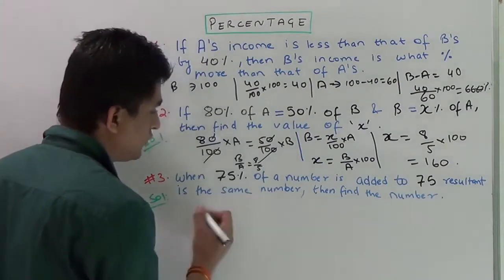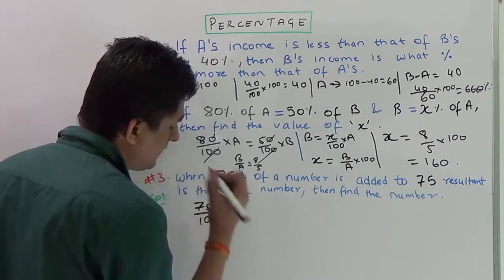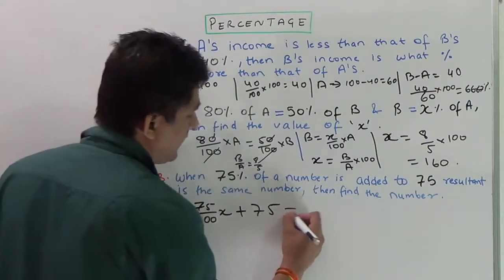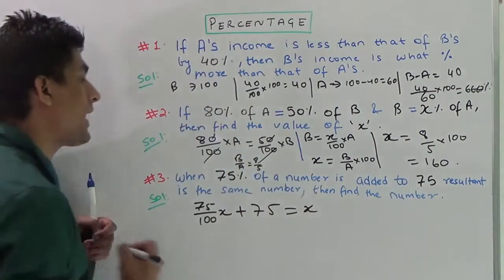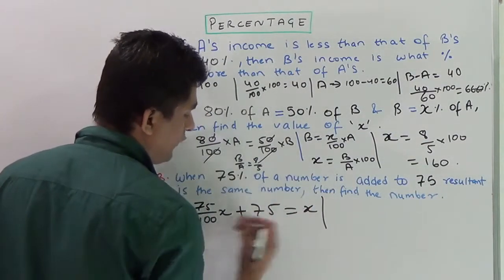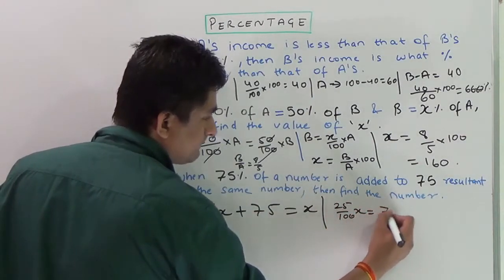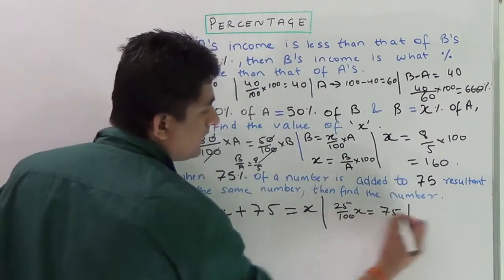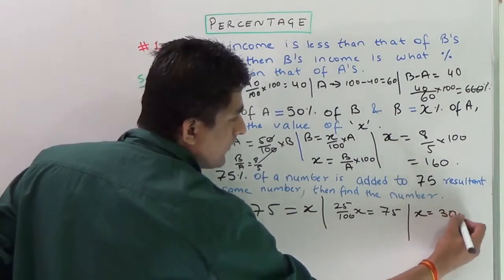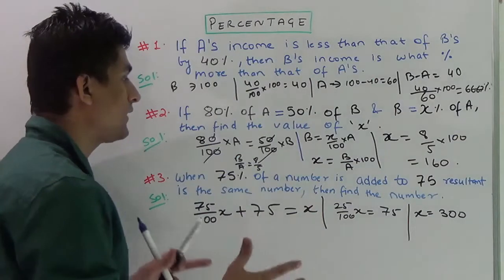So I'm just assuming that number to be X. 75% of X will be this, and we'll add it to 75, and the resultant is the same number, which is X. I think this part is clear to you. Now I'll find the value of X. The value of X will come out to be like this. I just solved the simple question, simplified that, and from here the value of X will come out to be 300. I think this question is very clear to you.